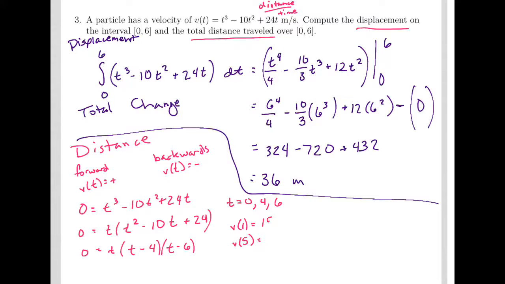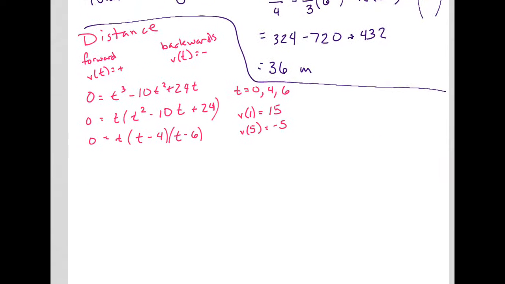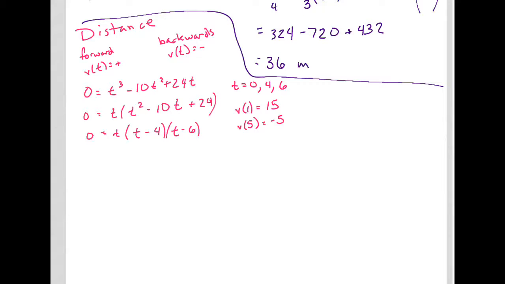So v of 1 is 15, and v of 5 is negative 5. So that means from 0 to 4, we have a positive change, and from 4 to 6, we have a negative change. So we're going to split this up into our integrals. So from 0 to 4, plus our integral from 4 to 6.